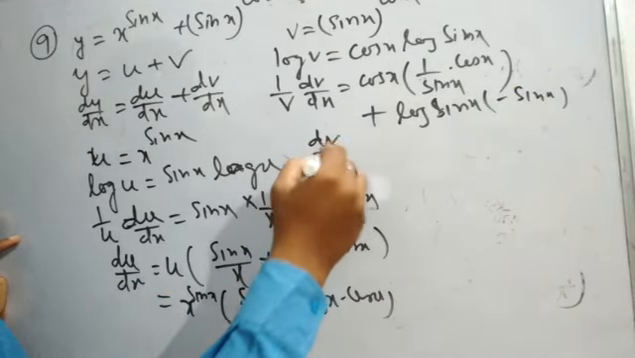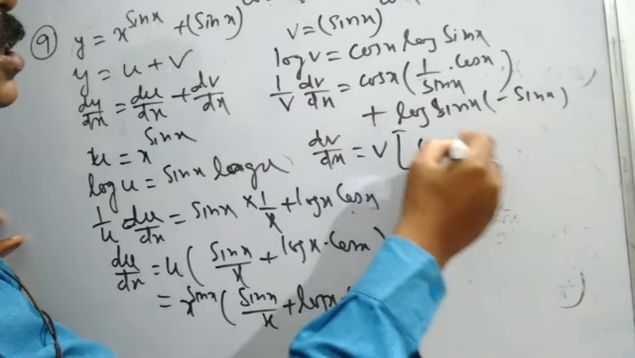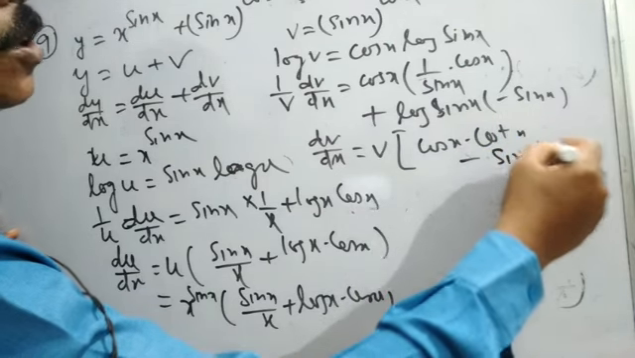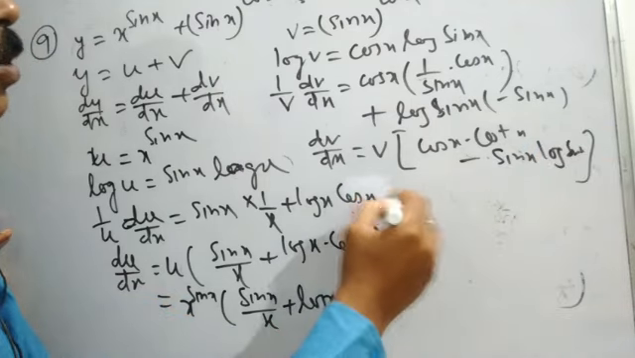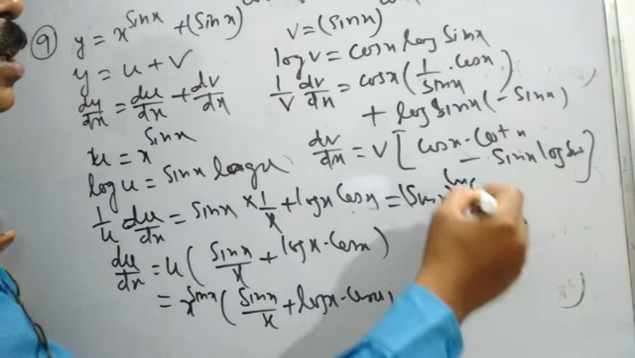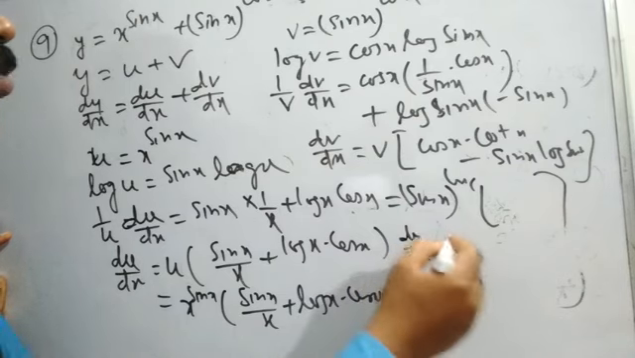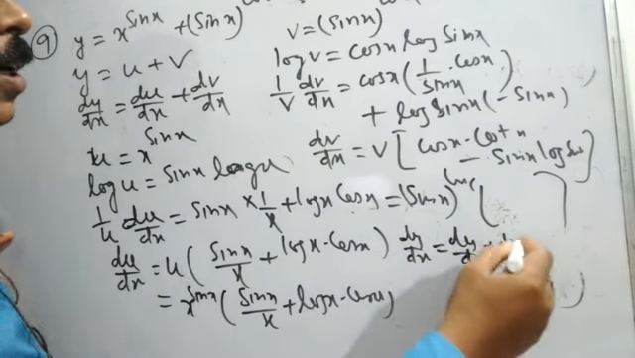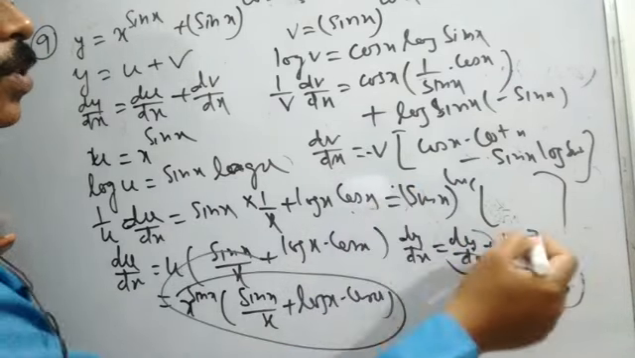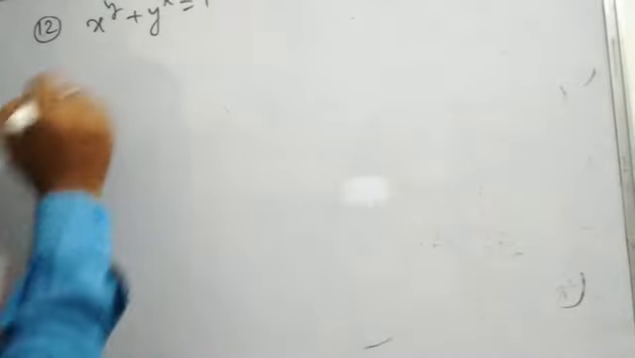So dv by dx is equal to v into this one, that is cos x into cot x minus sin x into log sin x. Then put the original value of v, that is sin x whole to the power cos x, and put this value. Finally dy by dx is equal to du by dx plus dv by dx. We put this value of du by dx, and here the dv by dx, then we will get the answer. Now I will consider question number 12.